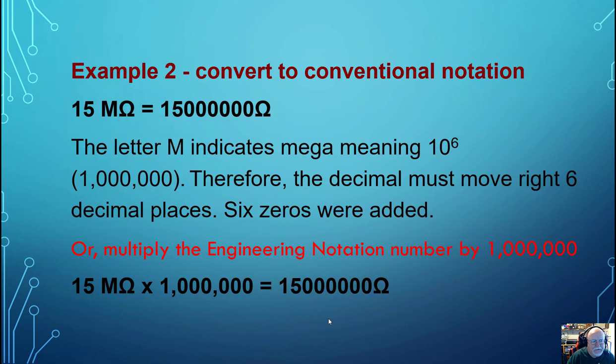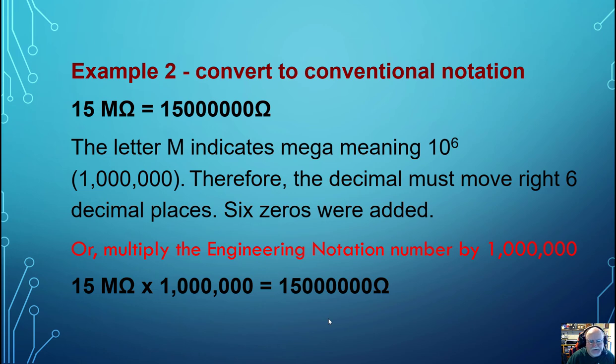Okay, let's look at another example. Convert to conventional notation, and we've already looked at this. 15 million ohms equals 15,000,000 ohms. The letter M indicates mega, meaning 10 to the 6th power, or 1 million. Therefore, the decimal must move right 6 decimal places.